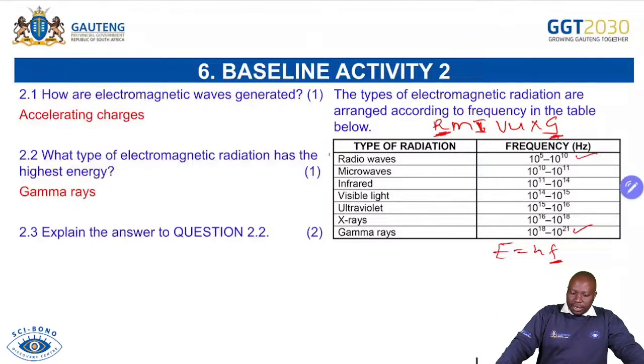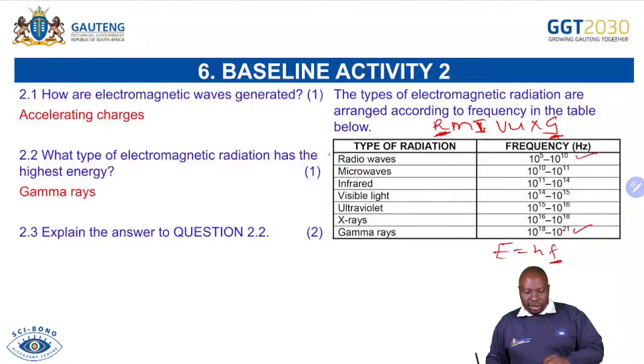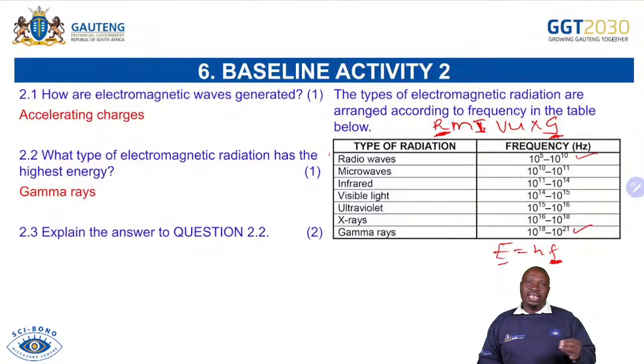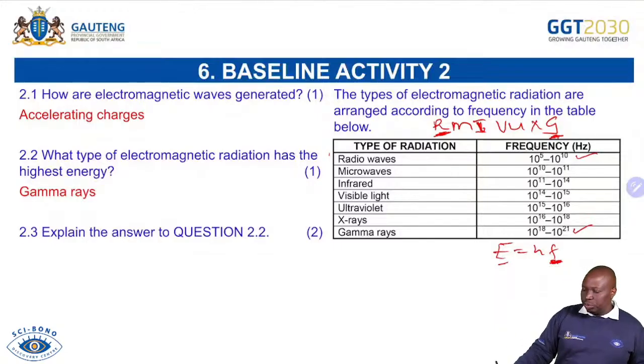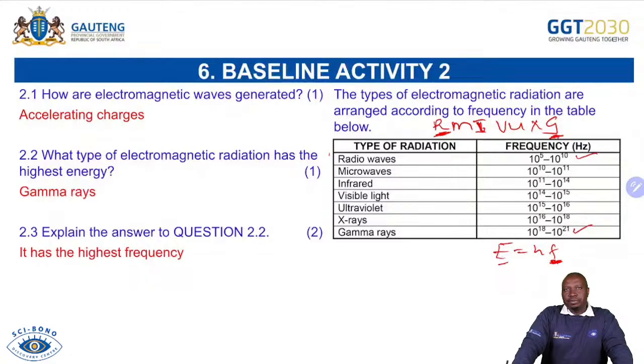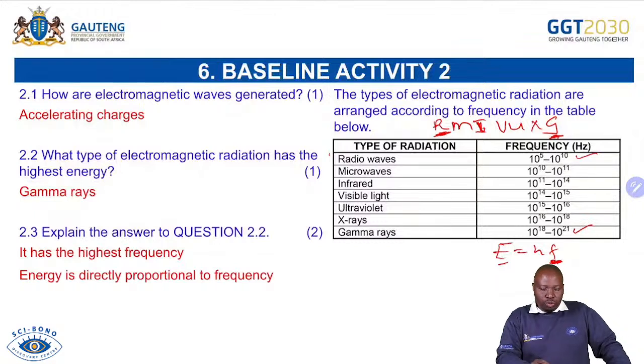Now, 2.3, explain the answer. I think I've done that already. As you move from radio waves to gamma rays, there is an increase in frequency. And when frequency increases, energy increases. So energy is directly proportional to frequency. That will be your answer: gamma rays have the highest frequency, and energy is directly proportional to frequency, and then you are able to get your 2 marks there, and then you are moving. So important.